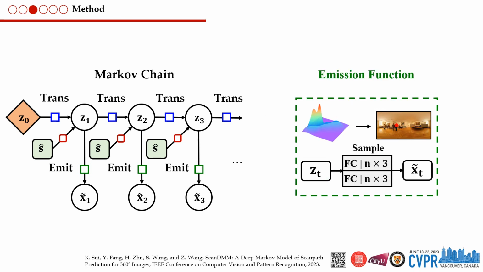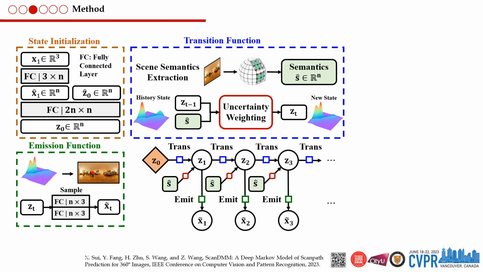The emission function describes how a gaze point is generated from the visual state. We first map the state, Z, into three-dimensional Gaussian densities, then model the emission process by sampling x tilde from the three-dimensional Gaussian densities. This is the overall framework of our method.